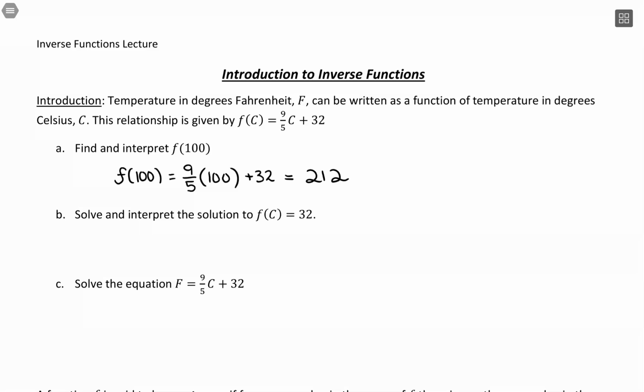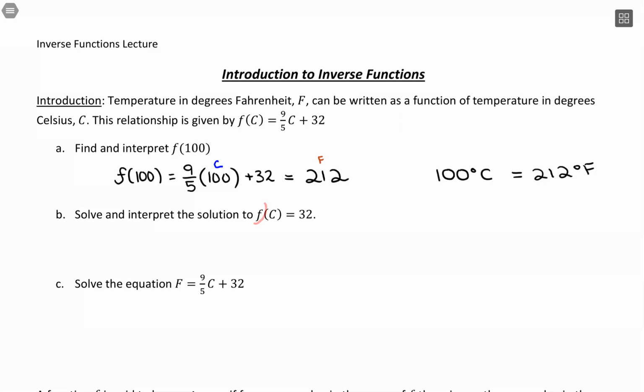What this tells us is we input a value for C, and we got out a temperature for Fahrenheit. So this gives me a conversion. We just found that 100 degrees Celsius is the equivalent of 212 degrees Fahrenheit. So that's how this function works. It has this input of Celsius, output of Fahrenheit.